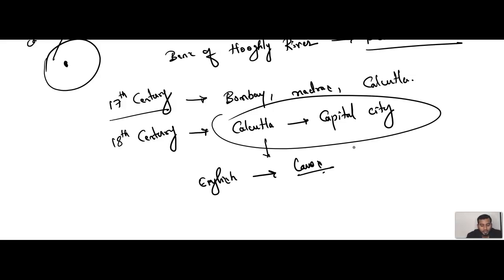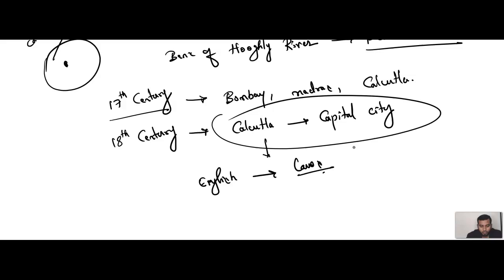Who gave Bombay on an annual rent of 10 pounds to East India Company? In which year? Charles II, the Prince of England. Got it? 1668. Next question.